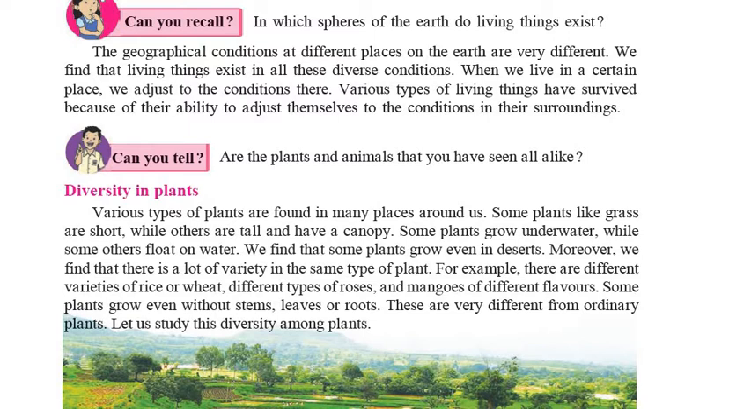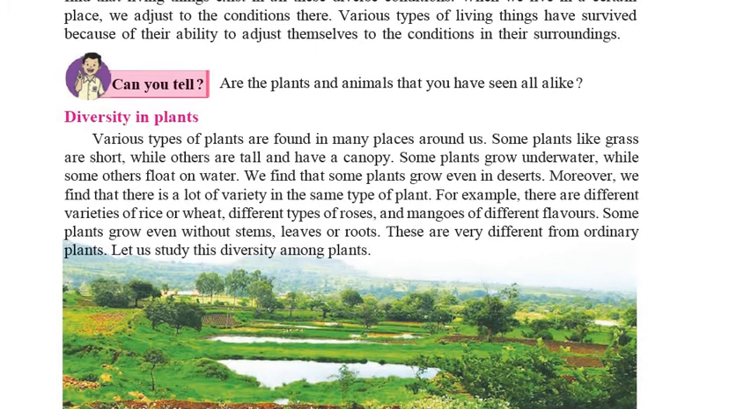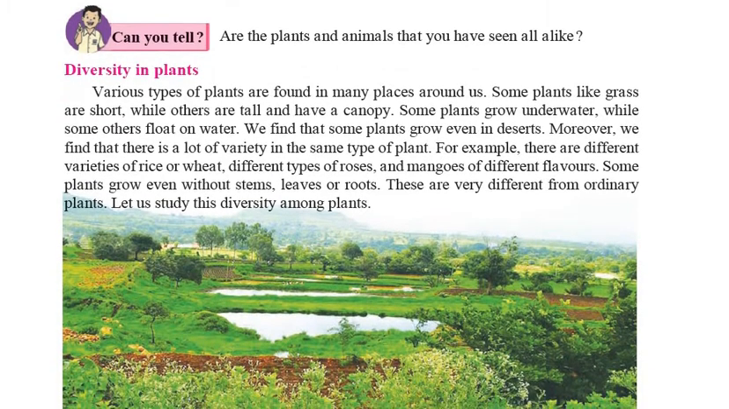When we live in a certain place, we adjust to the conditions there. Various types of living things have survived because of their ability to adjust themselves to the conditions in their surroundings. Can you tell, are the plants and animals that you have seen all alike?